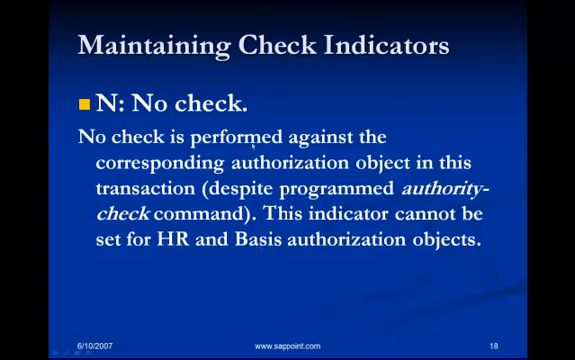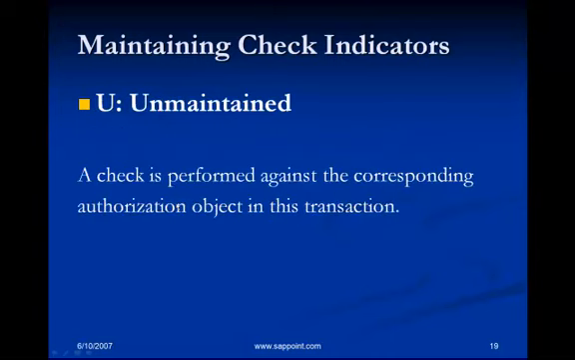So no check means no check is performed. Any other object is fine, but not the HR objects and basis objects. So when the check indicator is set to no, no check is performed. Unmaintained: a check is performed against the corresponding authorization objects in this transaction code.